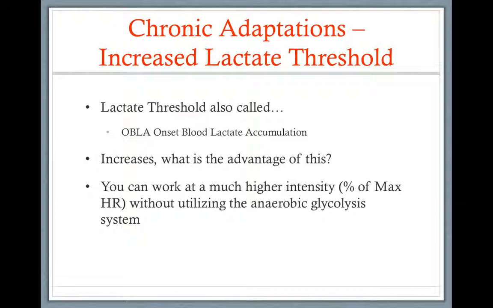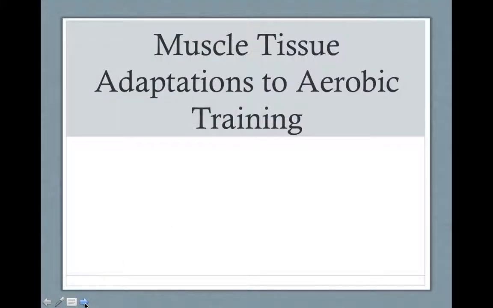So, if we raise our lactic threshold to 90% of our heart rate, what does that mean? It means we can work aerobically right up till we get to about 91%. So as it suggests, we can work at a much higher intensity.